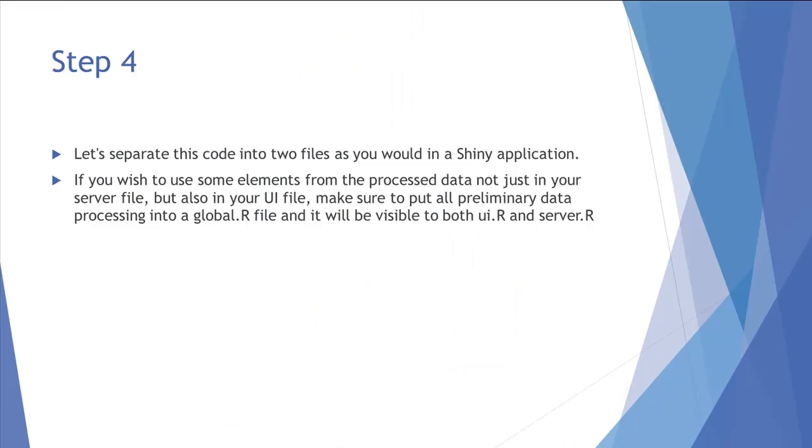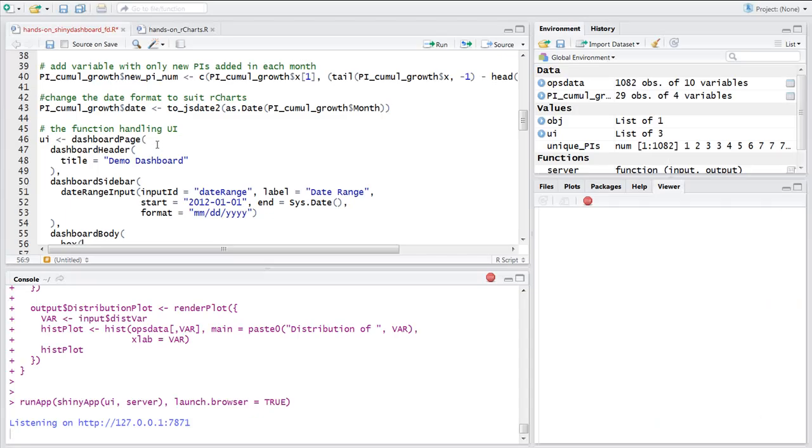Step 4, and this is the last step. I would like to show you how you can separate your code into two files as you would normally with any Shiny application. You will have two files, ui.R and server.R, with the UI code and the server code. You can also create a global R file which will be visible to both ui.R and server.R. Let's go back to our code.